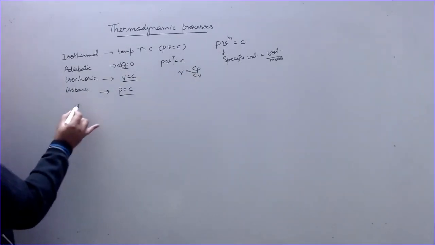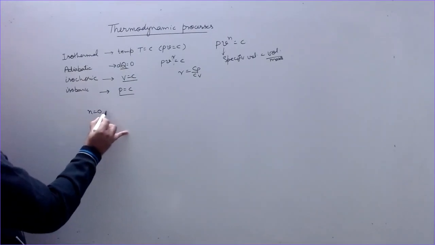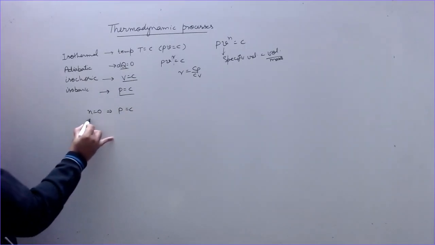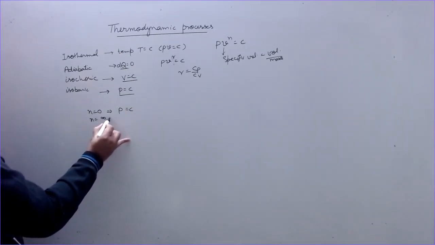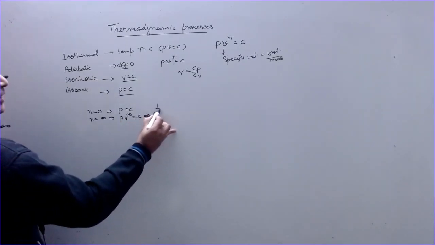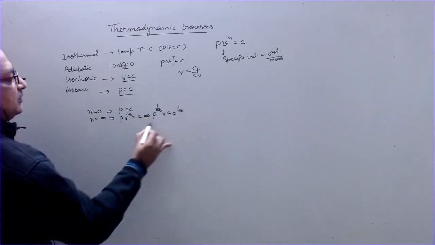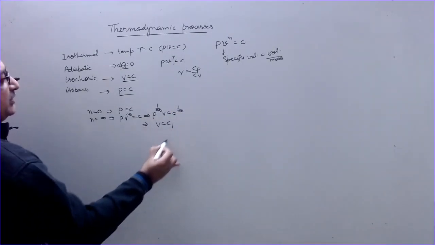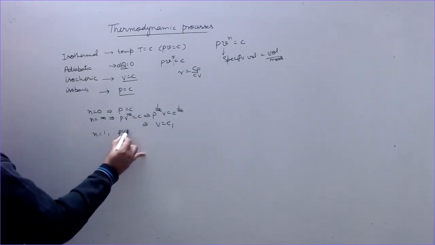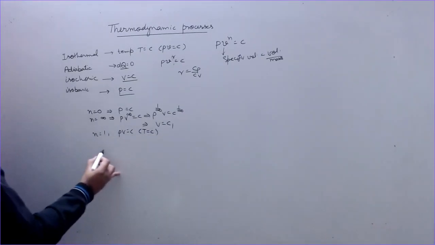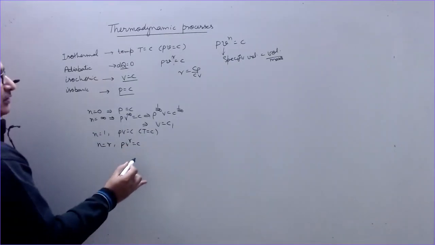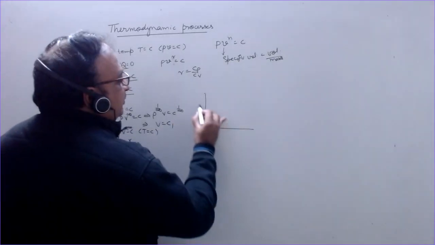So we can show these processes on a diagram, and we can write the value of n for different processes. If n equal to 0, this means P V raised to the power 0 is constant, isobaric process. If n equal to infinity, that means P V raised to the power infinity equal to constant, so this gives V equal to a new constant C1, isochoric process. If n is equal to 1, PV equal to constant, that is temperature is constant, isothermal. n is gamma, this is adiabatic.